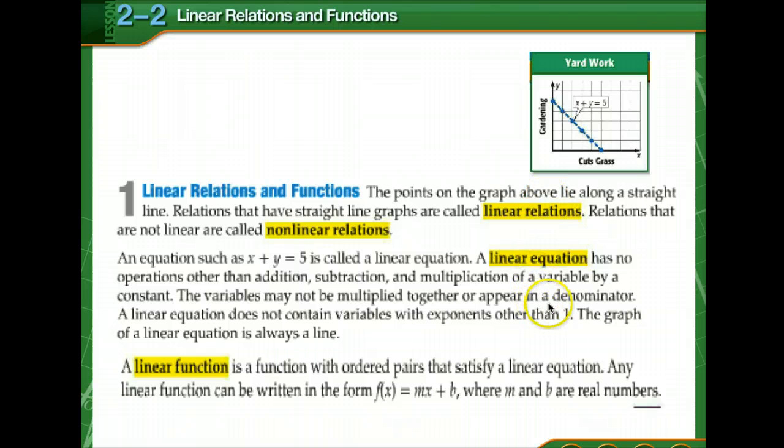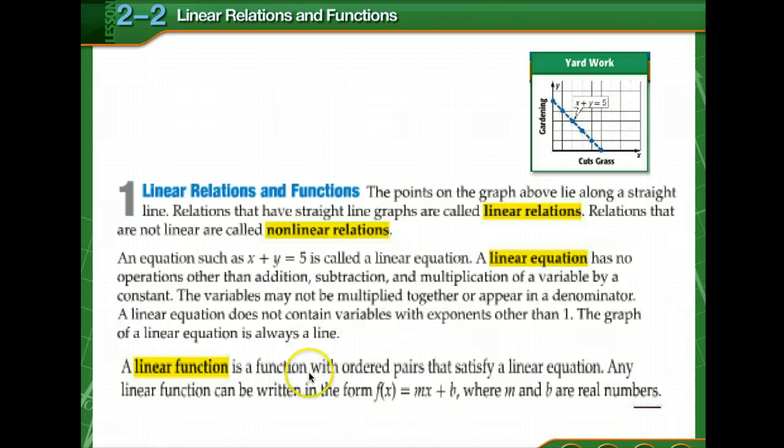Or they cannot appear in a denominator. You cannot have a variable in a denominator. A linear equation does not contain variables with exponents other than 1. So this is x to the first power. If there's nothing up there, that's understood to be to the first power. And the graph of a linear equation is always a line.